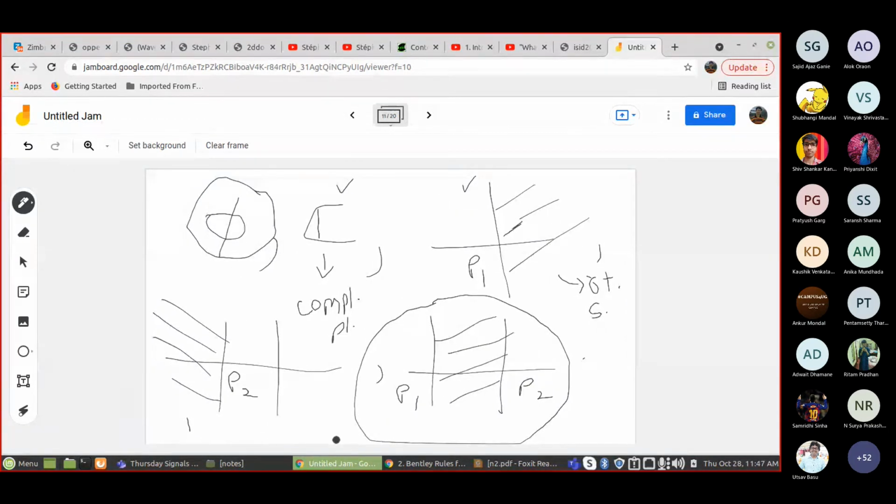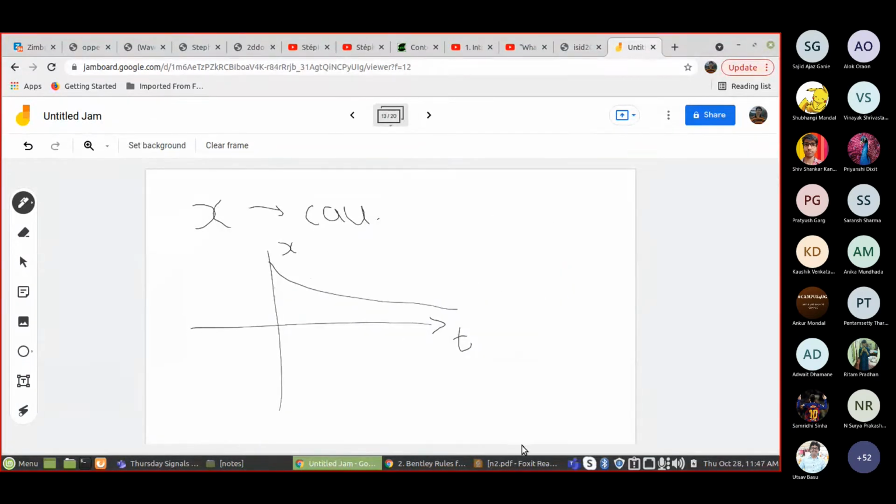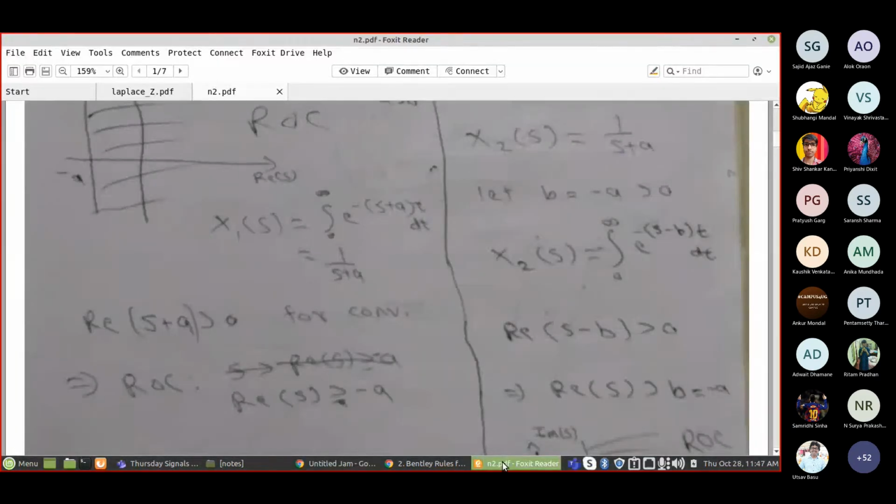Here you said that it is causal if the real part of S is greater than P1. So how are we relating that causality with this S plane? Yeah, so okay, right. So let me explain this.